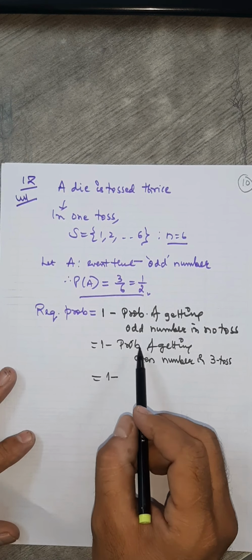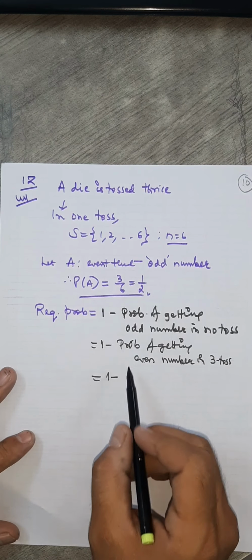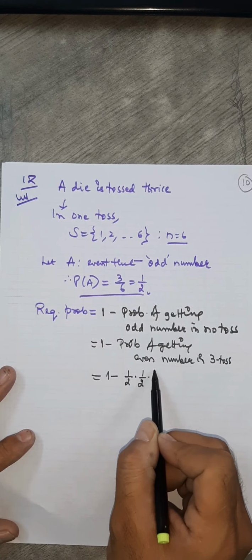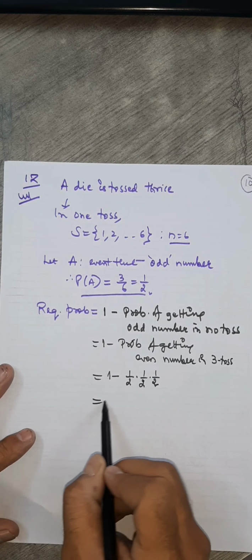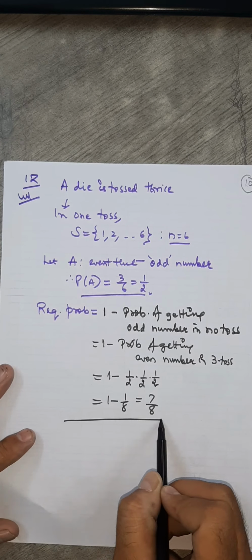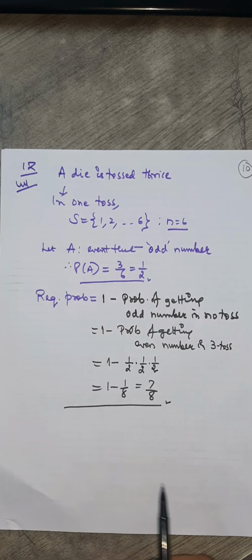In 1 toss, what's the probability of getting an odd number? 1 by 2. Even number is also 1 by 2. So here 1 by 2, 1 by 2, 1 by 2. So it will be 1 minus 1 by 8. So it will be 7 by 8. That is the required probability. I've used the concept of complementary event here.